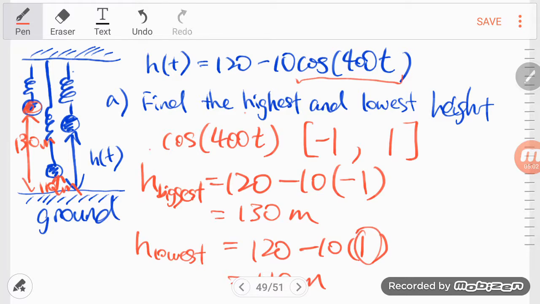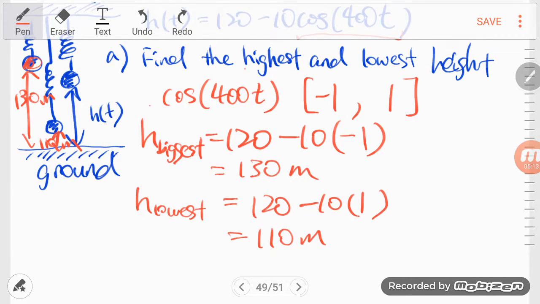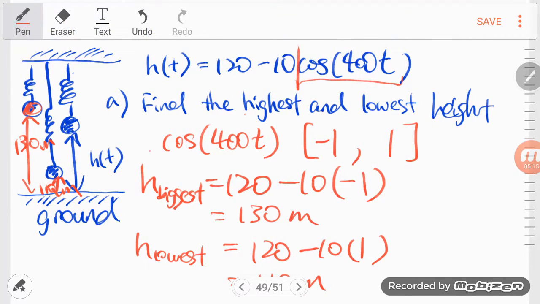And if my cosine of 400t is 1, then I have the smallest height. So we're looking at this as a whole, okay? We're looking at that as a whole.